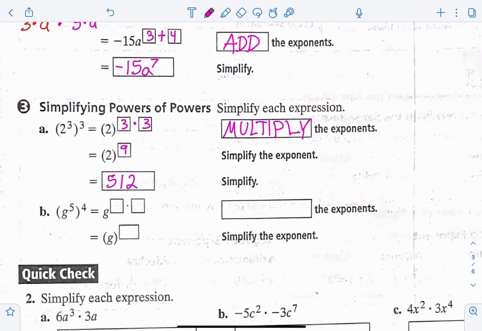Okay, same thing here. We have g to the 5, all of that to the 4. So we're going to multiply exponents. So we have g to the 5 times 4, which is just g to the 20. And that's where we stop because that's a variable and we can't keep going.